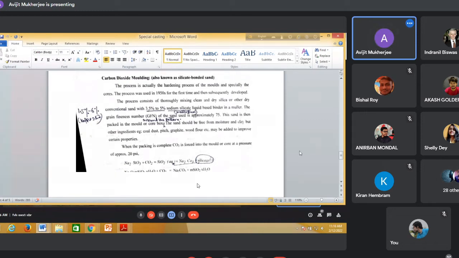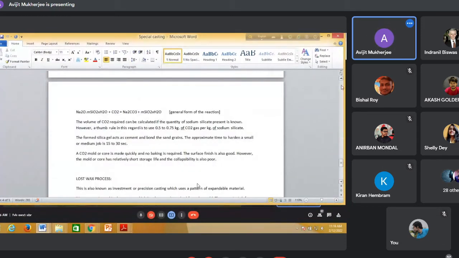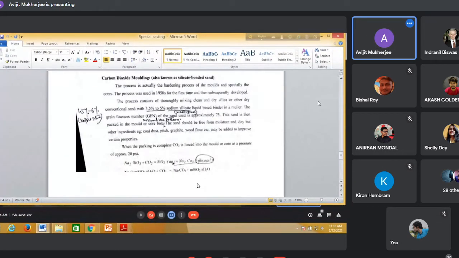And then the cope box or drag box is packed properly. Right. One minute. I am drawing a figure.